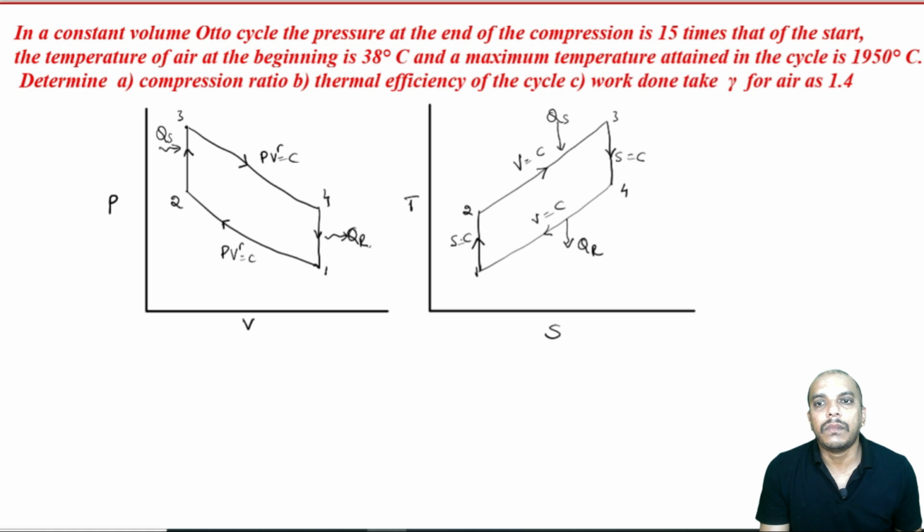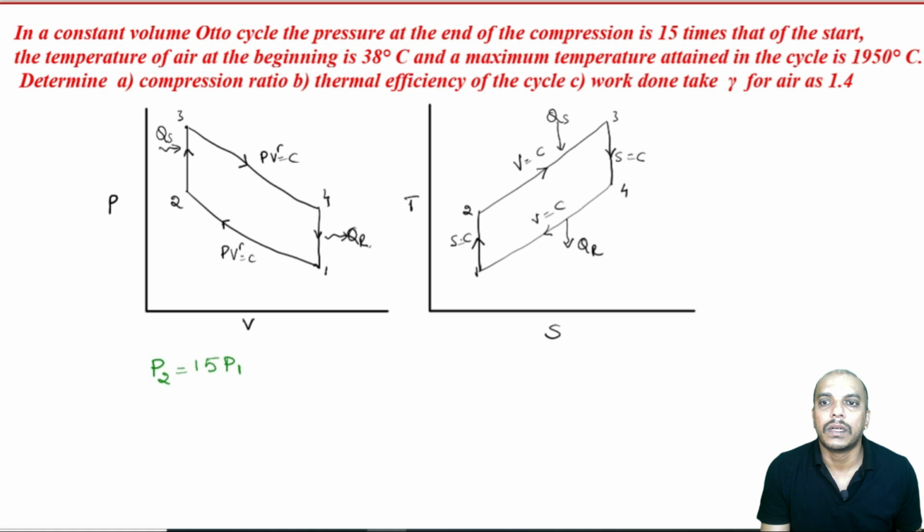Now, the pressure at the end of compression is 15 times that of the start. That means, pressure at the end of compression is denoted by P2, right? Because we are compressing from 1 to 2. So, P2 is 15 times of P1. So, pressure at the end of compression is 15 times of that of the start. So, start is P1, so 15 times of P1.